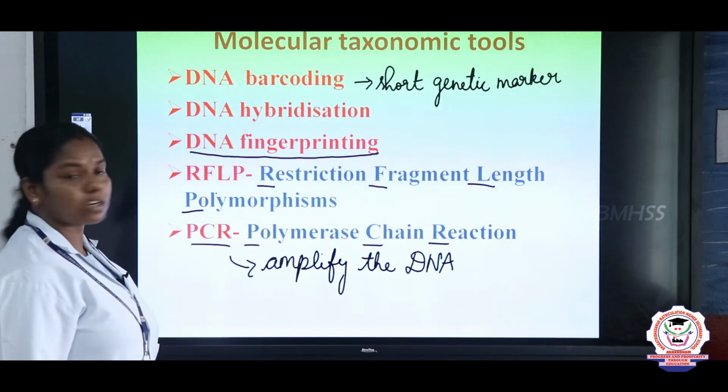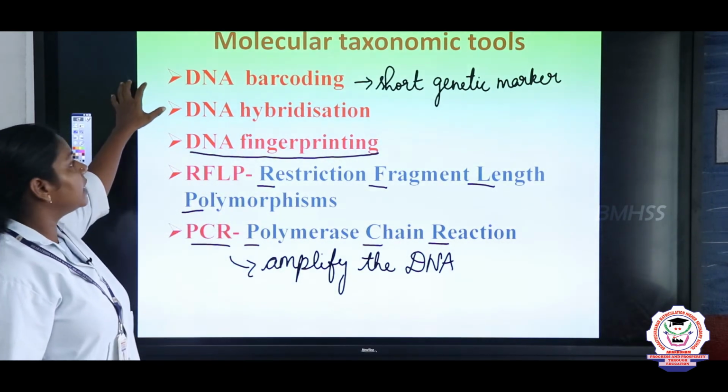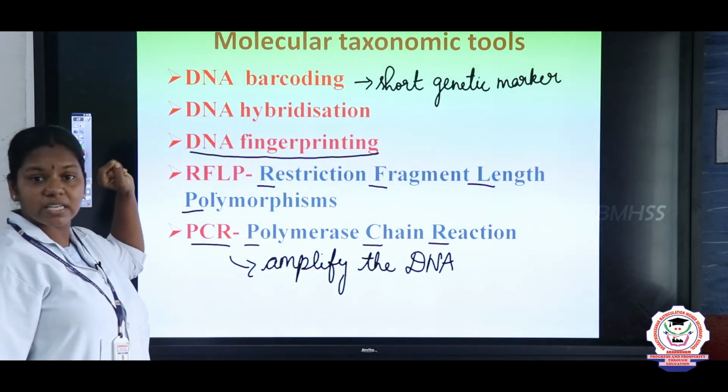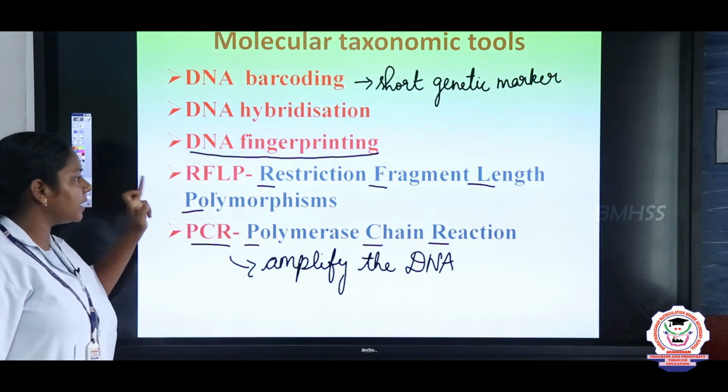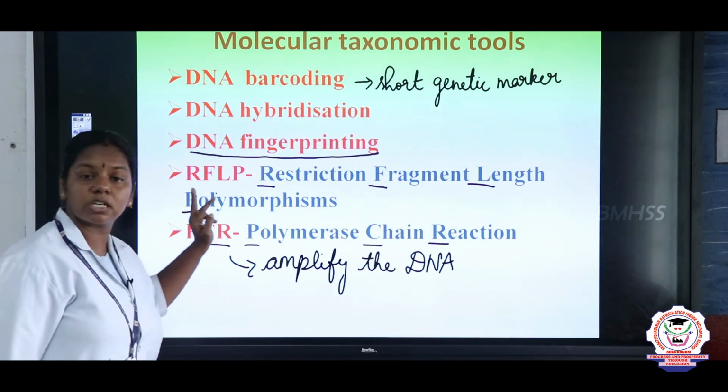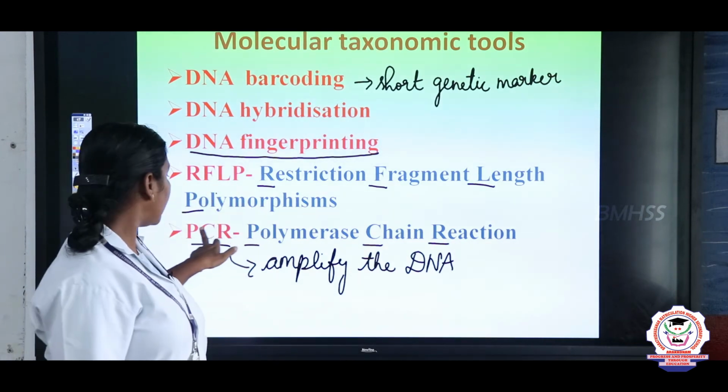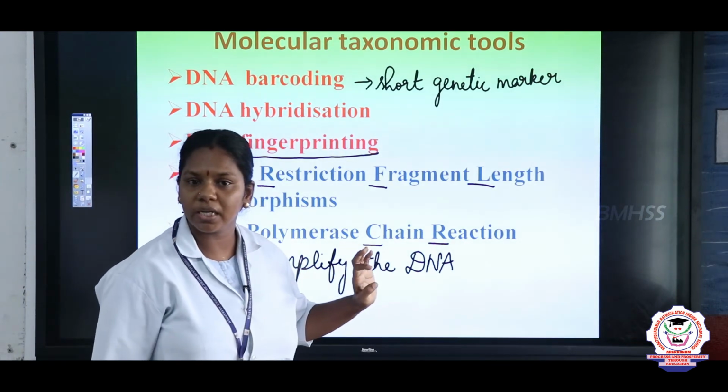So the molecular taxonomic tools, what is the first one, children? DNA barcoding, DNA hybridization, DNA fingerprinting, RFLP, that is restriction fragment length polymorphism, and PCR, polymerase chain reaction.